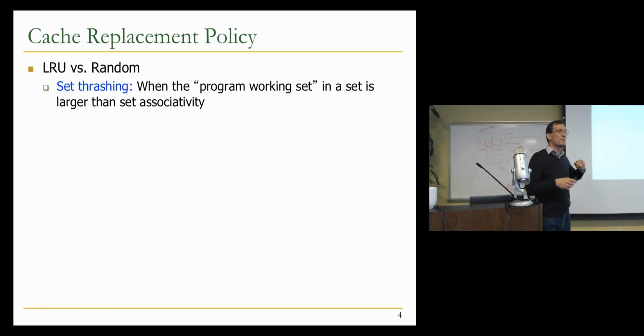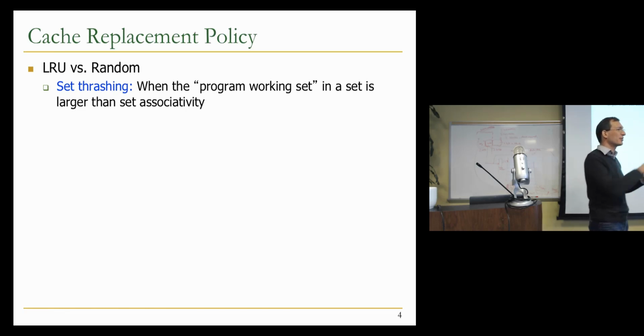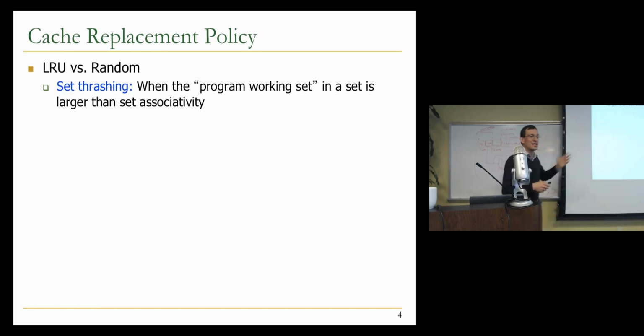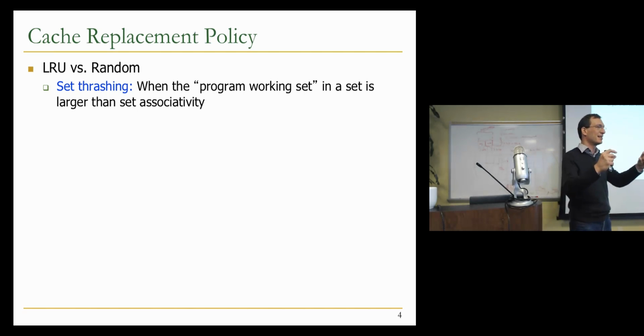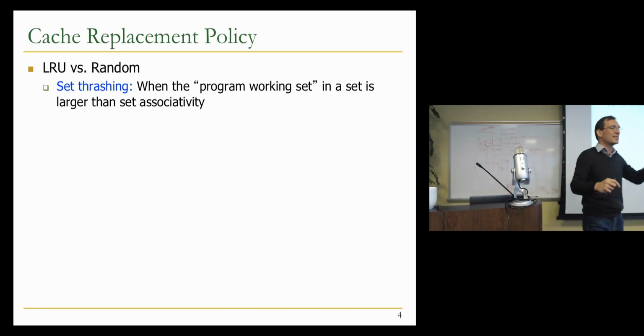For example, for a reference pattern where you have a 4-way associative cache, but you're actually referencing 5 blocks in a manner that you keep re-referencing them, A, B, C, D, E, A, B, C, D, E, A, B, C, D, E. LRU is a terrible replacement policy because you will get a 0% hit rate on that one. This is called set thrashing. Basically, this behavior that I just described is called set thrashing. You're really thrashing that set, meaning that the working set of this program for this particular set is larger than the associativity. You have 5 things to store in that set, and you keep accessing it.